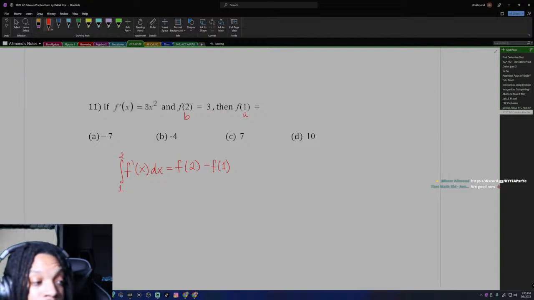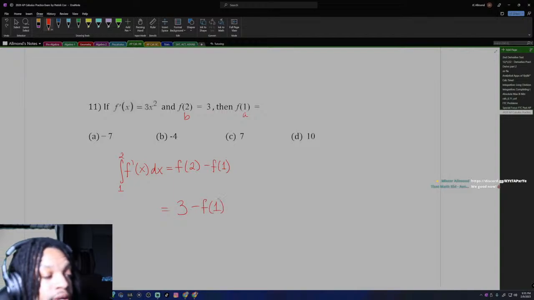So they tell us f of 2 equals 3. So this equation, they're kind of giving us some stuff. They're telling us that f of 2 is 3 minus this, f of 1 is what they want us to find. Okay, do I know what the left side is? The integral of f prime of x. Now, they tell us what f prime of x is.